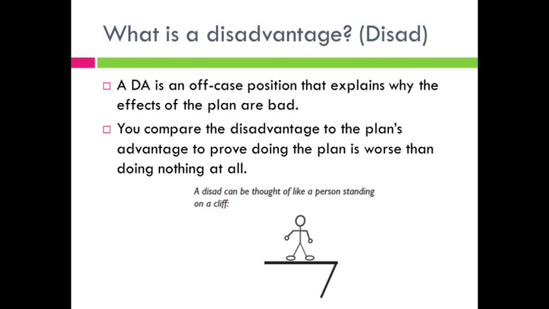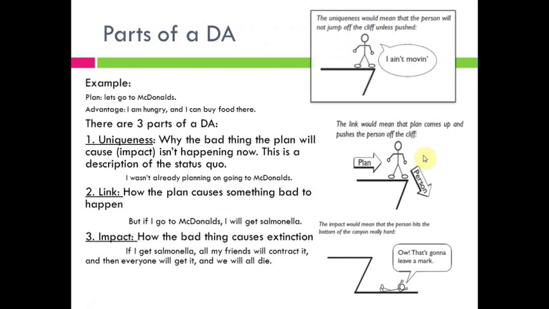I'm going to show you this metaphor of a person standing on a cliff to explain a disad and also parts of the disad. A disad can be thought of as this person standing on a cliff. Okay, so the parts of the disad. There are three parts of a disad: uniqueness, link, and impact. I'm going to explain this in terms of a very easy plan to understand. Let's go to McDonald's.